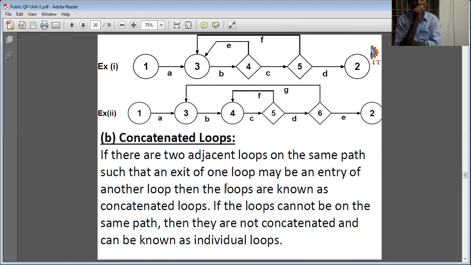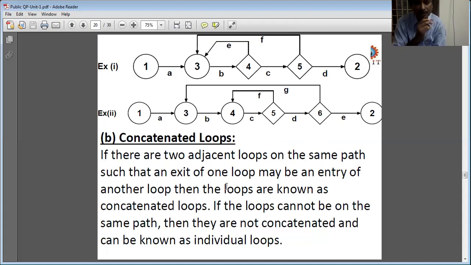Next is concatenated loops. If there are two adjacent loops on the same path, such that an exit of one loop may be an entry of another loop, so that one exit is the entry of another loop, then the loops are known as concatenated. One exit is one input.